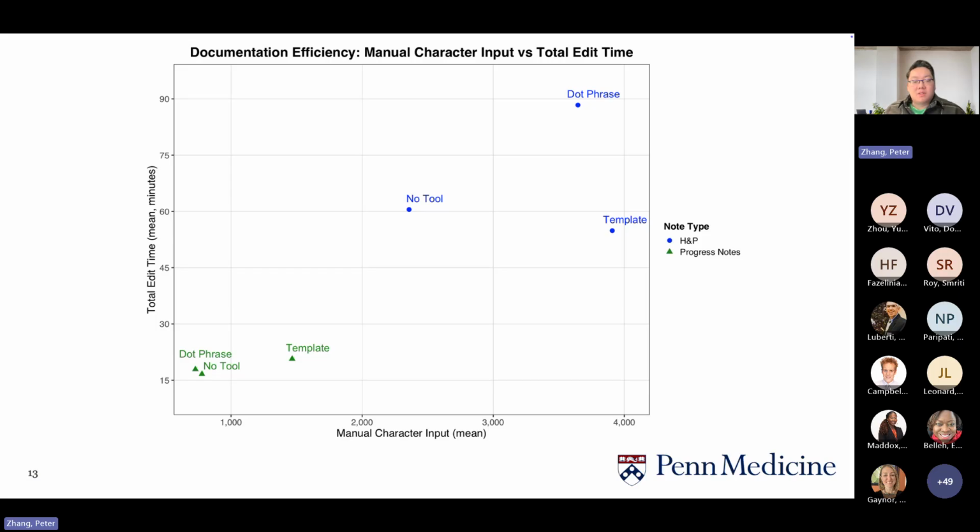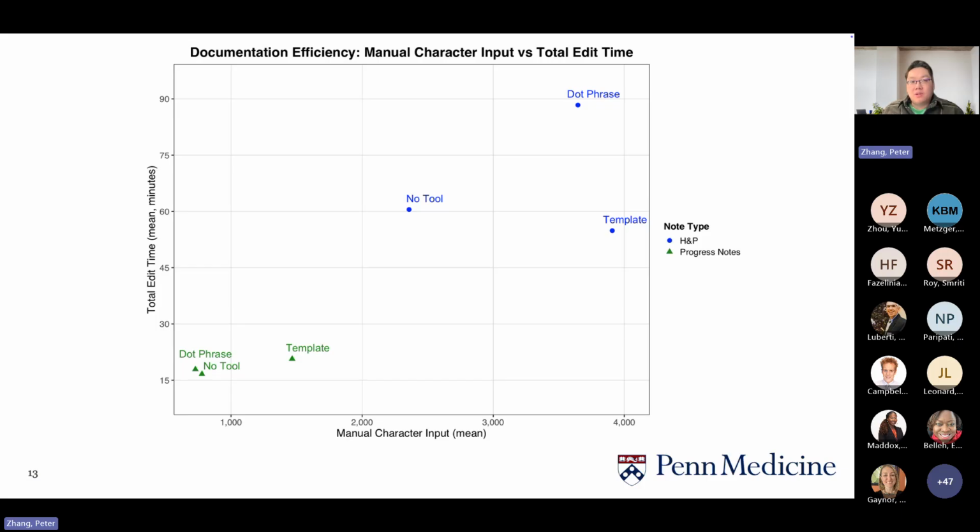But I did want to share some of these interesting results. On the top right, we have a grouping of the H&Ps: templates versus just the dot phrase versus no tool at all. As you can see, the template significantly increased the number of characters that providers had to type into their note. Now, this was by design. We wanted providers to type in the MDM section every day and to update that. So we're expecting them to write more, and fewer things are templated, fewer things are automatically populated into the note.